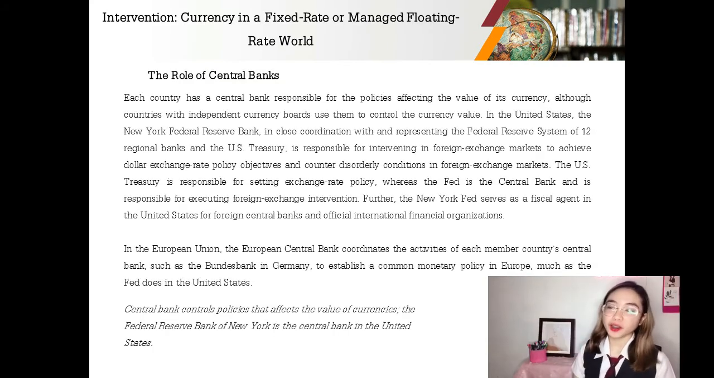Hello, today we're going to tackle all about intervention in currency, in a fixed rate or managed floating rate world. So first one, the role of a central bank. So what is the role of a central bank? Central banks play a crucial role in ensuring economic and financial stability in a country. They conduct monetary policy to achieve low and stable inflation.